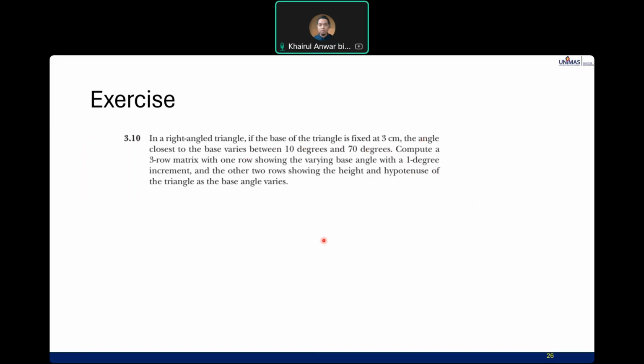For the hypotenuse, you can refer to the map to calculate the height and hypotenuse. So for the angle here, you can use the normal column method. Then for height and hypotenuse, that one is calculated based on the degrees.